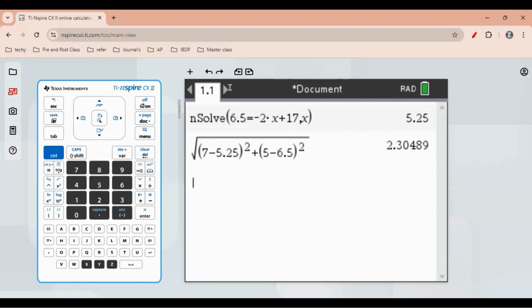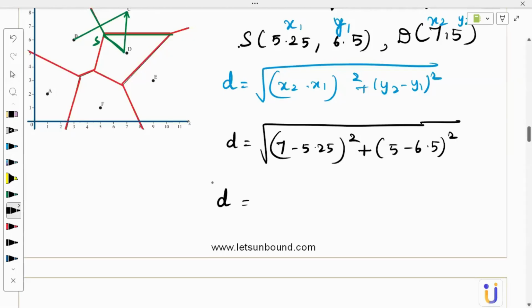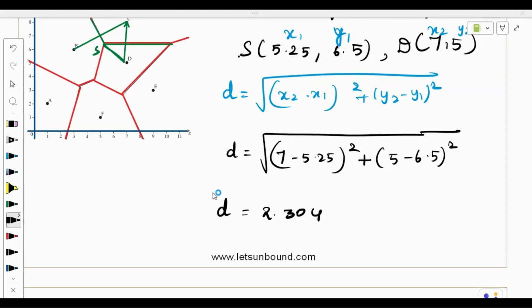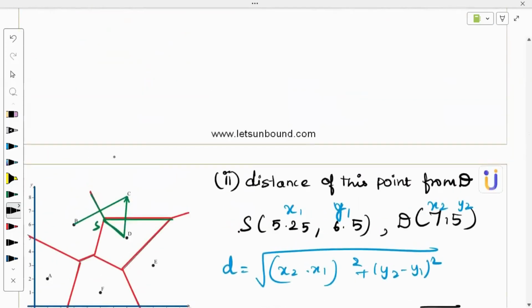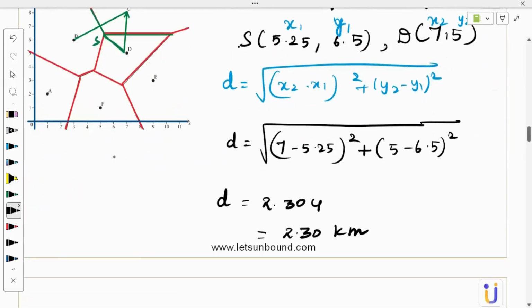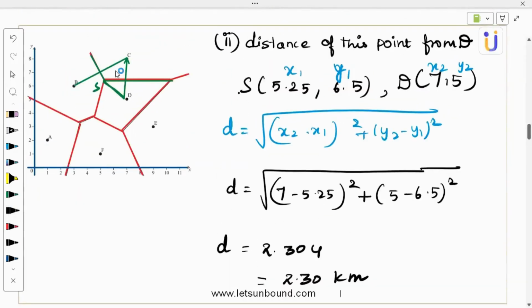And we got it. Now it's time to interpret the result. That's it. So we got the distance as 2.3048 something. Even if you round off to three significant figures, we're going to get 2.30 kilometers. So from this restaurant, 2.30 kilometers is the distance, right? And that's simple. This completes the solution, and Voronoi diagram, it's quite a simple one. So we can easily get the marks from this.